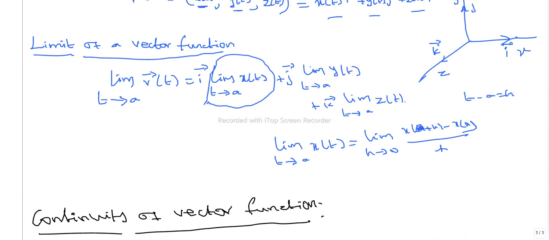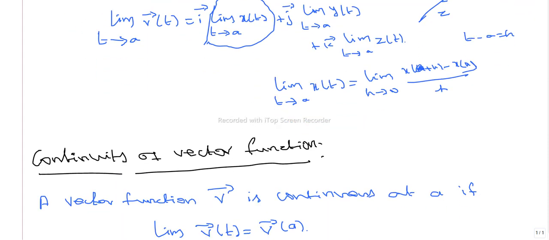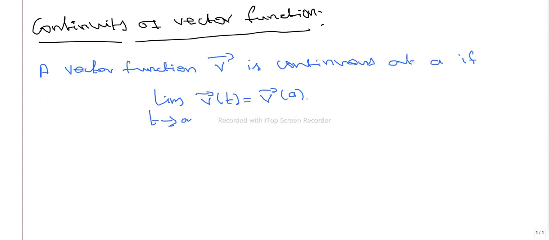Okay, now we have discussed the limit of a function and then continuity of a vector function. Now, what is the derivative of a vector function? When do we say the vector function is differentiable at some point a? So the next topic is the derivative of a vector function.